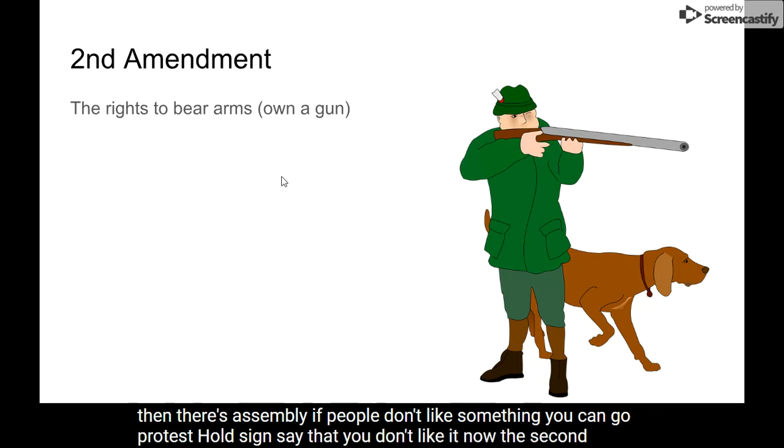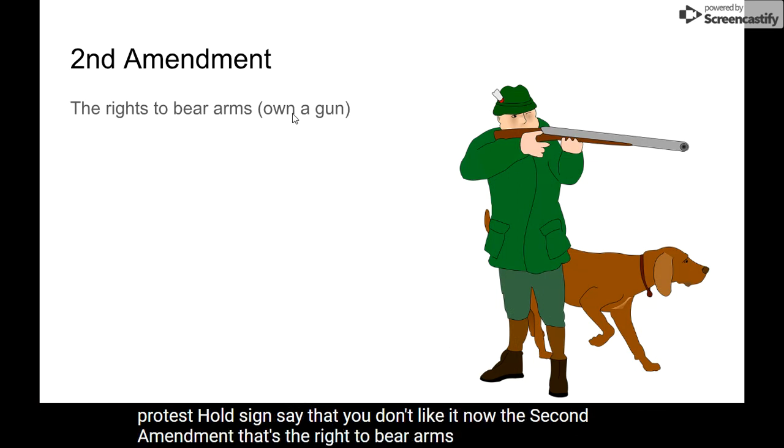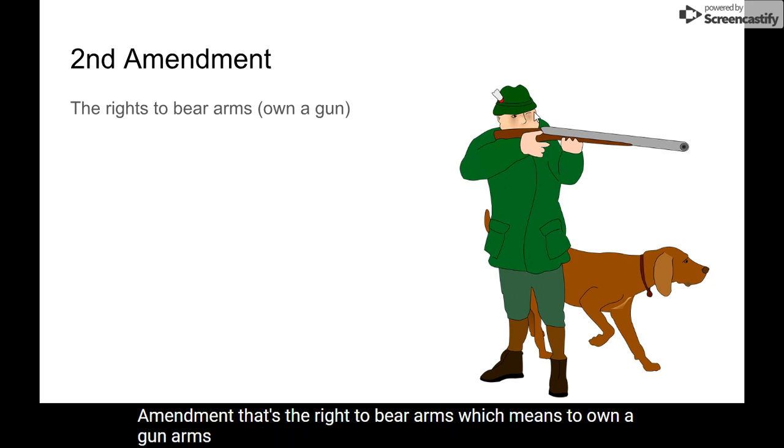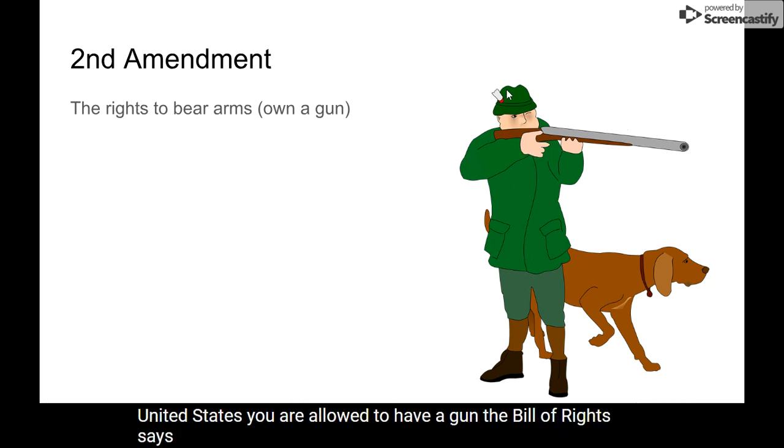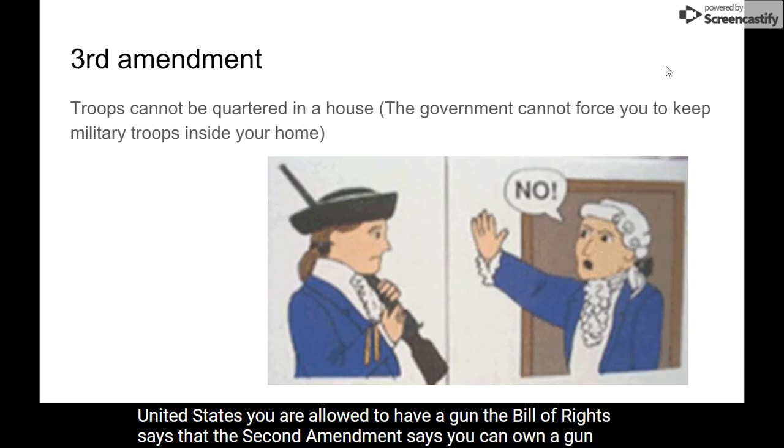Now, the Second Amendment, that's the right to bear arms, which means to own a gun. Arms is simply gun, and bear is that you're holding it. So in the United States, you are allowed to have a gun. The Bill of Rights says that. The Second Amendment says you can own a gun.